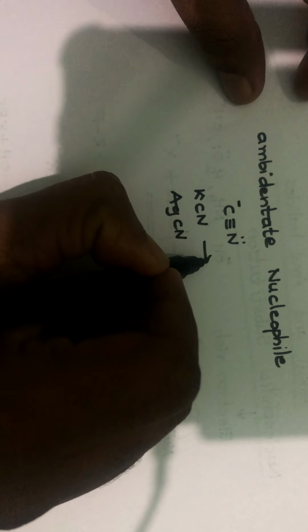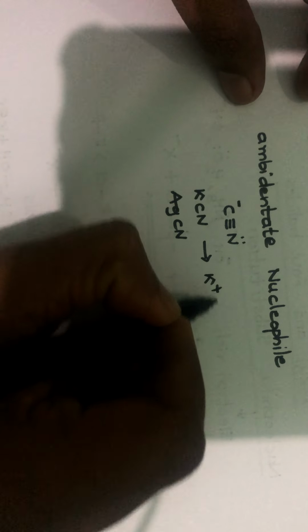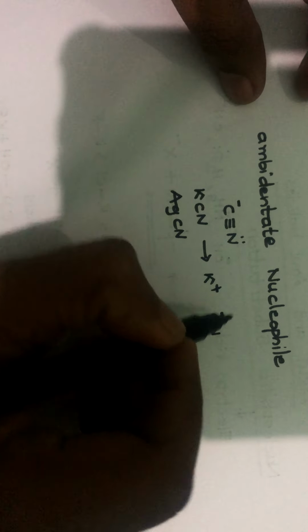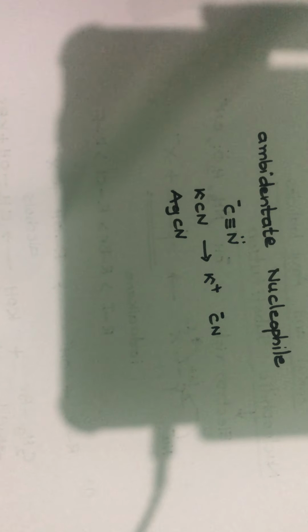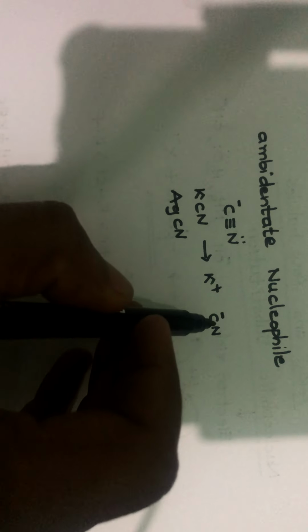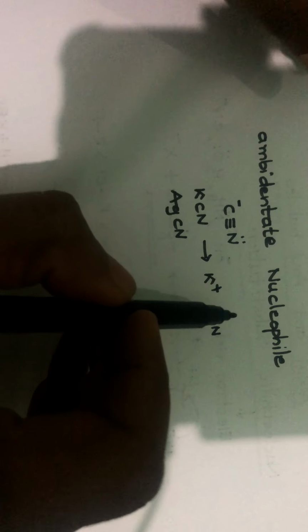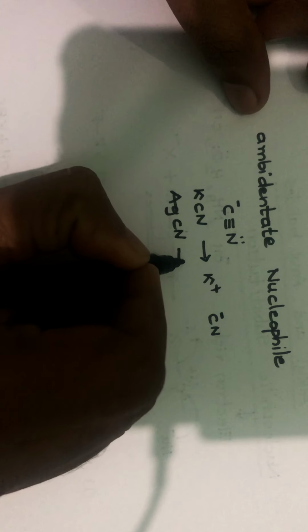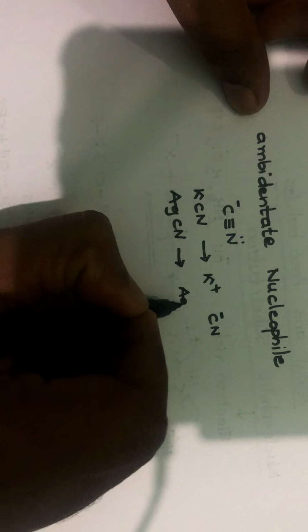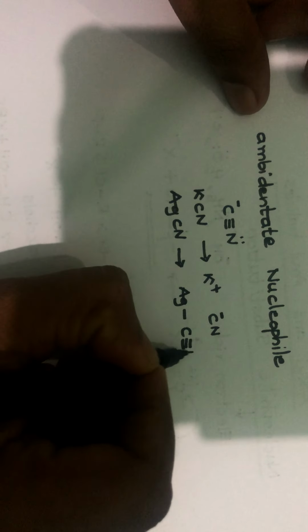Students, potassium cyanide is an ionic compound. Potassium cyanide produces free cyanide ion, where carbon carries a negative charge. Hence, when potassium cyanide is used, attack takes place through carbon only. But AgCN is a covalent compound. It doesn't produce a free cyanide ion.